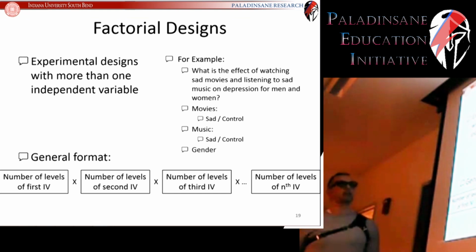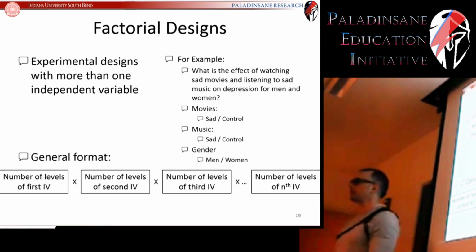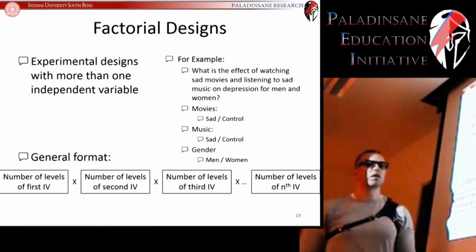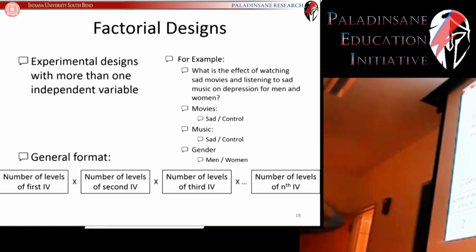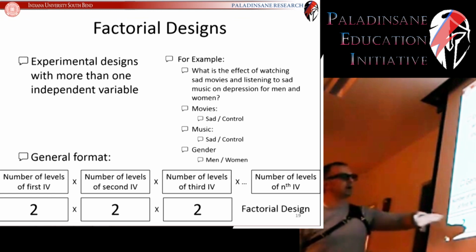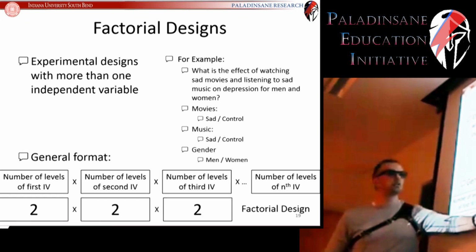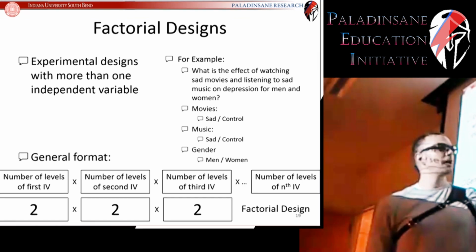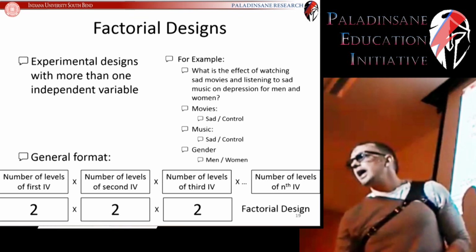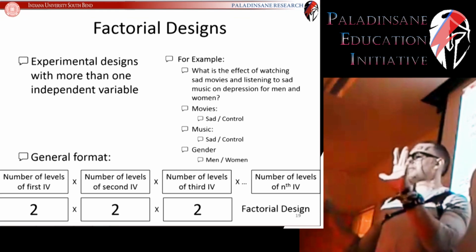And then what is the effect of gender, male or female? Half of the subjects, let's say, are male, half are female. In this case, we have a 2 by 2 by 2 factorial design. So we have 2 levels of movies by 2 levels of music by 2 levels of gender. In this case, we have 8 unique combinations.